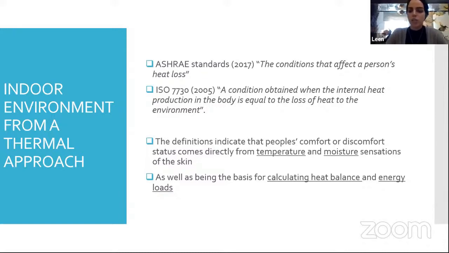So these definitions indicate that people's comfort and discomfort status comes directly from temperature and moisture. And these two, along with the air velocity, are the bases used for calculating heat balance, for calculating energy loads that are required to achieve thermal comfort inside buildings.